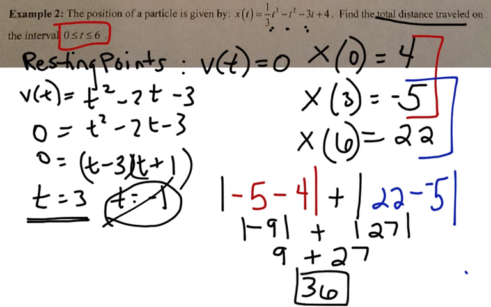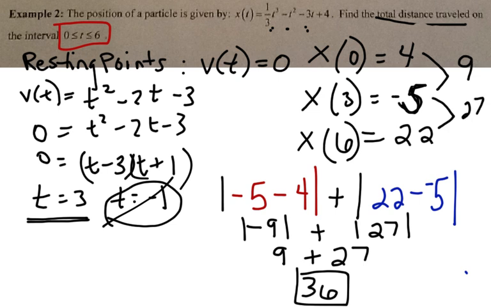Now another way that you could have thought of this is, oops, part of my 5 went away. How far apart are 4 and -5 on a number line? They're 9 units apart. -5 is 5 units to the left of the origin, 4 is 4 units to the right. That's a total of 9 units apart. How far apart are -5 and 22 on a number line? 27. Add those two, you get 36. So there's different ways you can think about that. So long as you arrive at the answer of 36, you're in good shape.